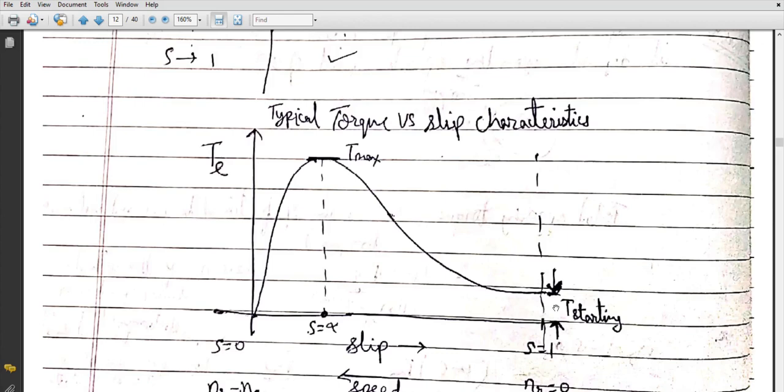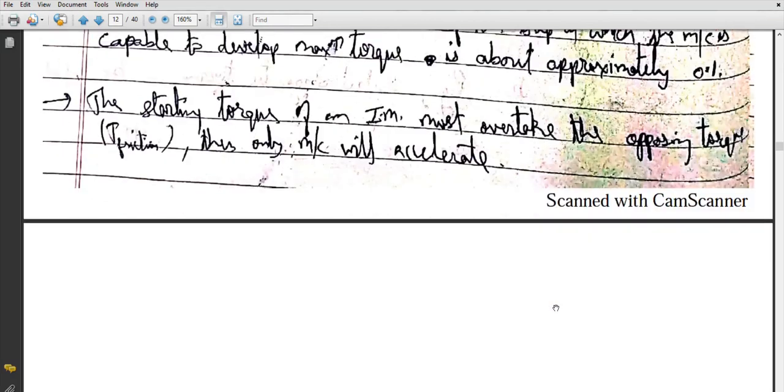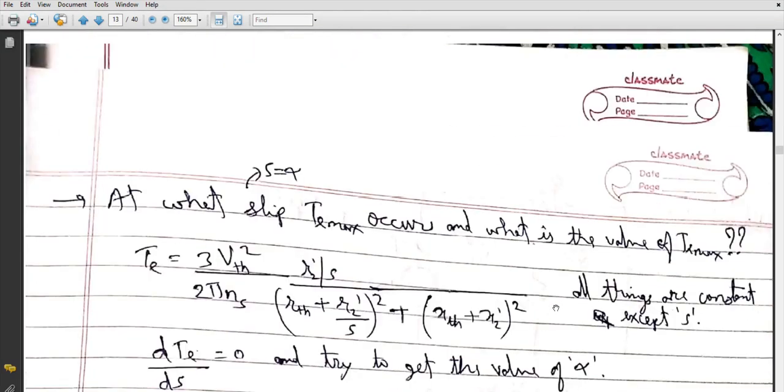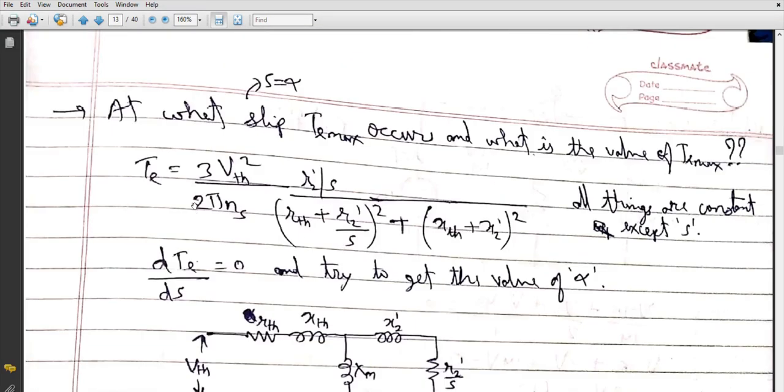Are you getting my point? Then only the machine will accelerate. Otherwise, the machine will not accelerate. Okay. Now they are also telling you one thing: at what slip TE maximum occurs and what is the value of TE maximum?